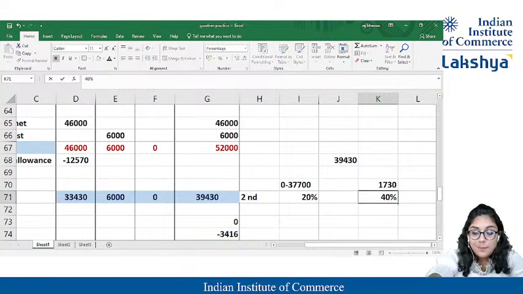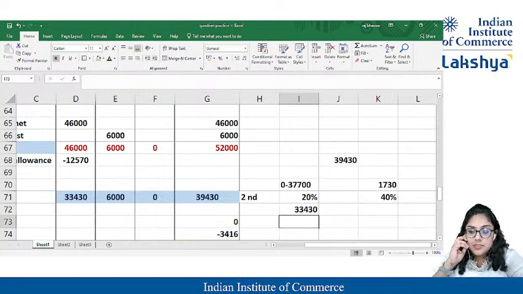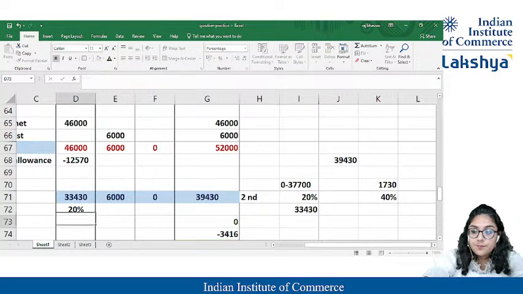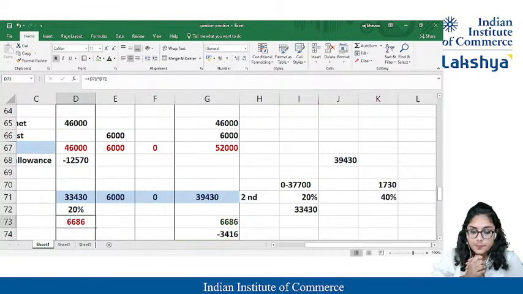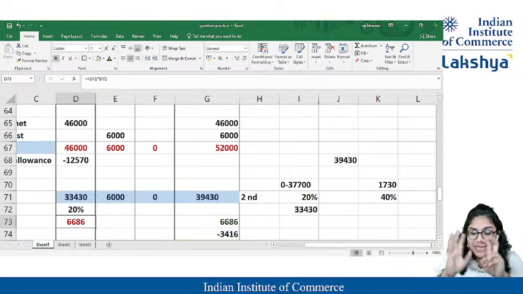Now ma'am understood. Okay. So initially 33,430, 20% we need to book on the first part. So how much would I book as tax? Now it should be 6,686. Now, when you are in the second slab, when your income is more than that, students, please take care.